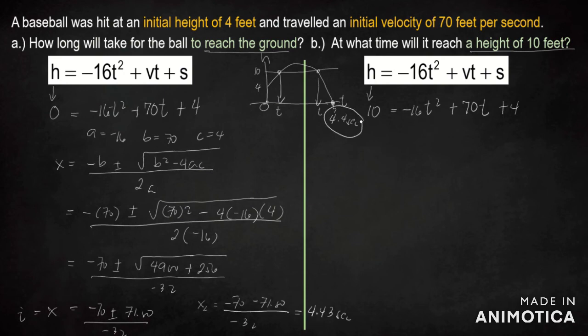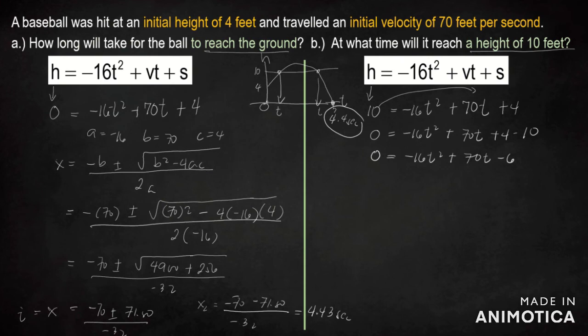Okay? Ayan na, sagutan na natin yung isa. Ngayon, ang tanong naman, at what time will the ball reach a height of 10 feet? So, dalawa ang pwedeng maging sagot dito, yung first at saka yung pangalawa. We are going to make use of the quadratic equation in solving this again. So, we are going to transpose this to the right side. What's left here is 0 is equal to negative 16t squared plus 70t plus 4 minus 10. So, we have 0 is equal to negative 16t squared plus 70t minus 6.